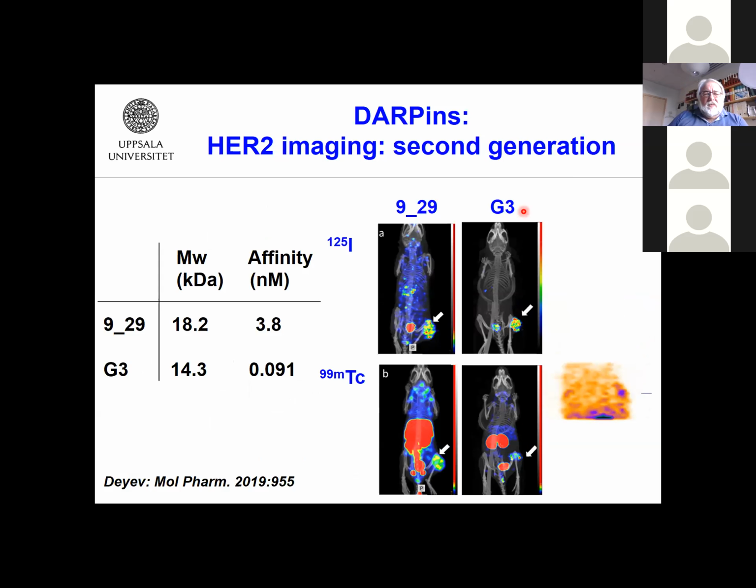Next step was selection of a right label or right format. So there were 2 different DARPins against HER2 selected, so-called 929 and J3. And J3 was somewhat smaller compared with 929 and had better affinity.